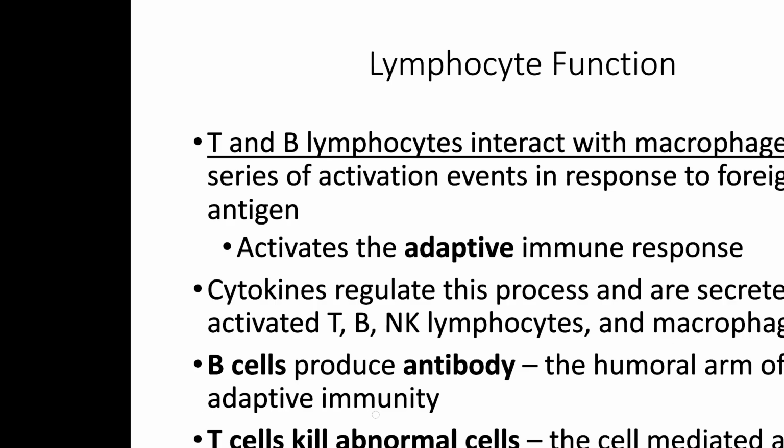B cells' role in the adaptive immune response is to produce antibody, or the humoral arm of adaptive immunity. T cells' job is to kill off abnormal cells. This is the cell-mediated arm of adaptive immunity, and this will also include viral or cancerous cells.